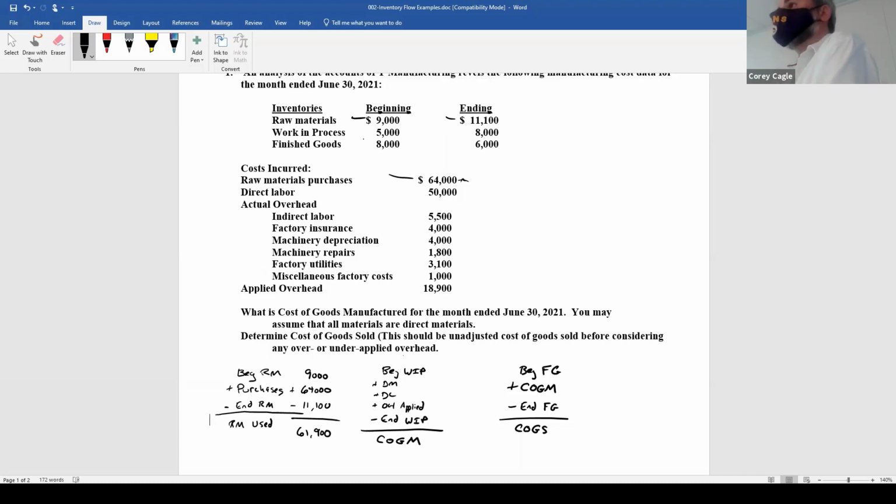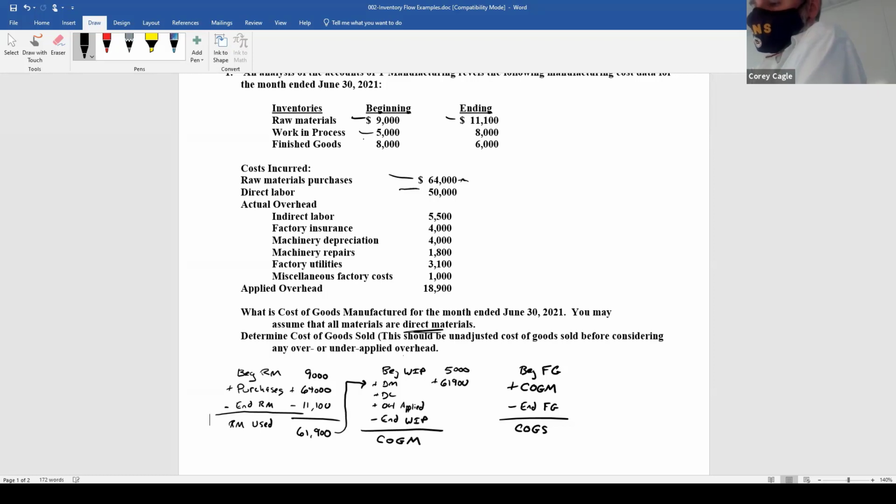That went out into the production floor, one way or the other. They said, we'll just assume it's all direct. So that number we're going to use right there as we calculate cost of goods manufactured. So let's do that. Beginning work in process, 5,000. We added 61,900 of materials. We had to calculate that.